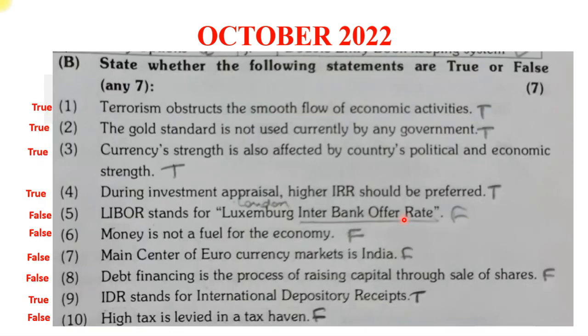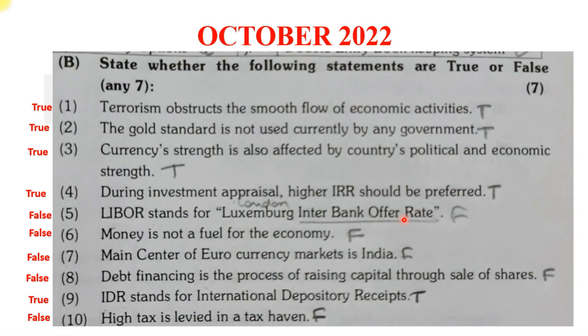Okay, alongside this, the next one was true or false. Terrorism obstructs the smooth flow of economic activity is true. The gold standard is not used currently by any government is true. Currency strength is also affected by countries' political and economic strength is true. During investment appraisal, higher IRR should be preferred. Yes, that's true. LIBOR stands for Luxembourg interbank offer rate is false.